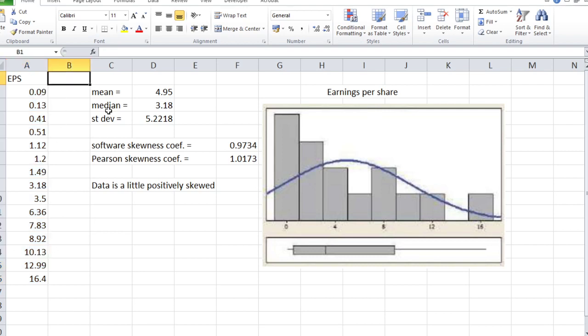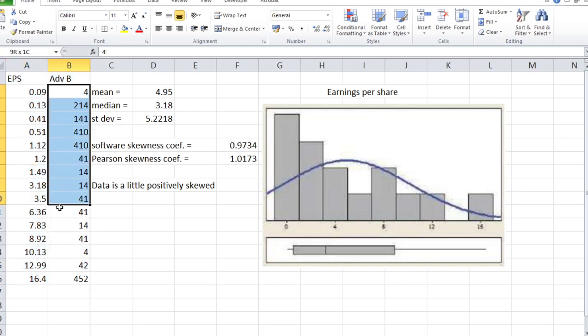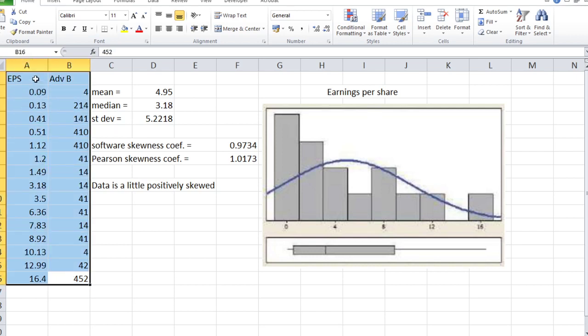Or in this example, if we add here, let's say, advertising budget, the amount of money spent on advertising, if we enter some numbers here, then we will have this bivariate data. Then we can maybe look at the data to try to make some conclusions. Do the companies that spend more money on advertising actually have more earnings per share? I would be able to look at these sorts of questions and try to answer them. So this is bivariate data.